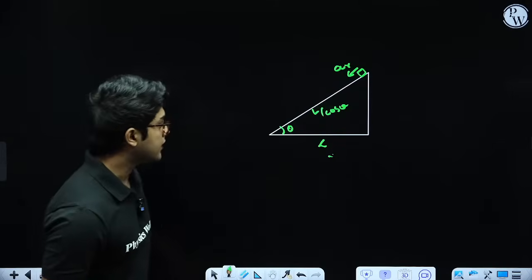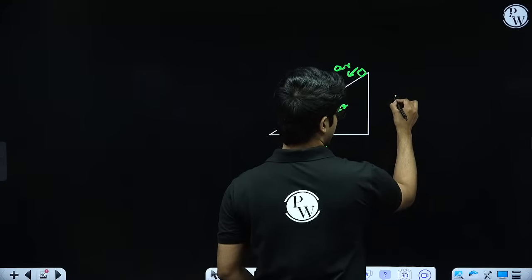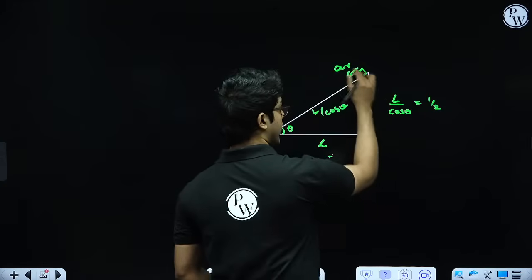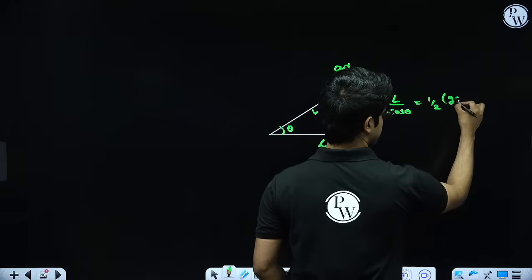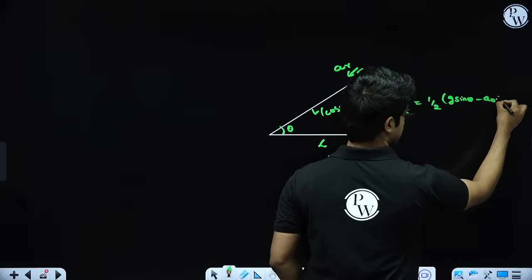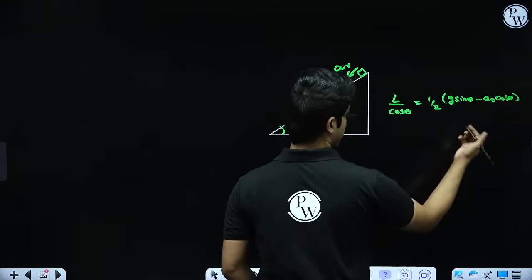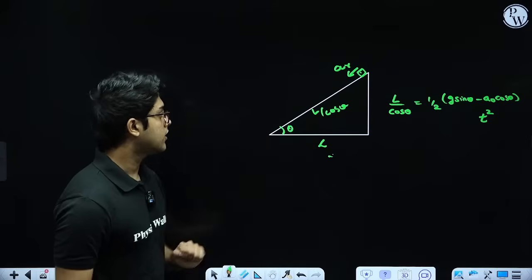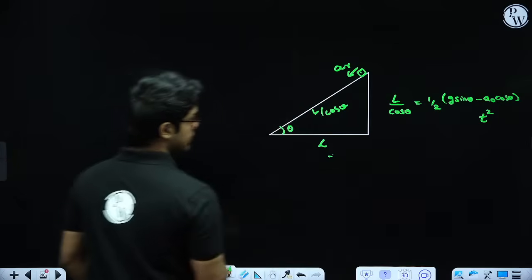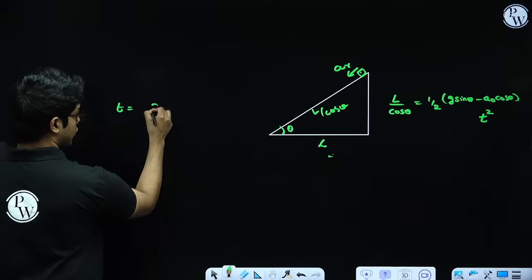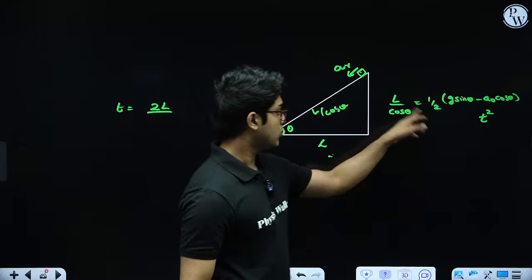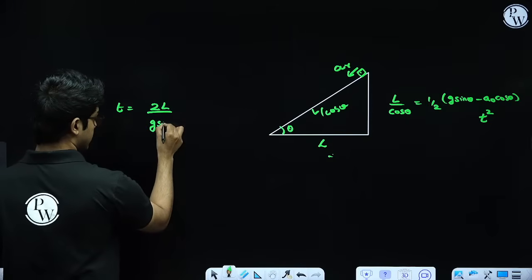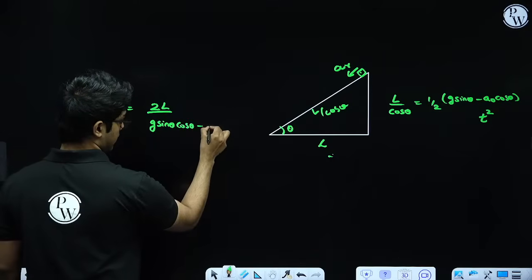With that we can easily find the time. Initial velocity is 0. So L divided by cos theta equals half AR t squared, where AR was g sine theta minus a naught cos theta. This is the time it will take the block to go from top to bottom. So that time will be 2L divided by g sine theta cos theta minus a naught cos squared theta.